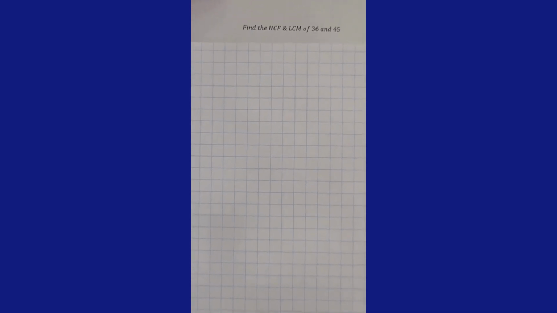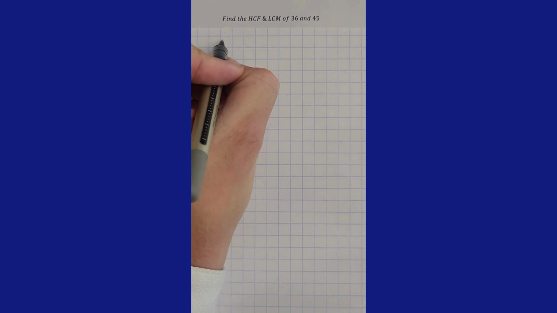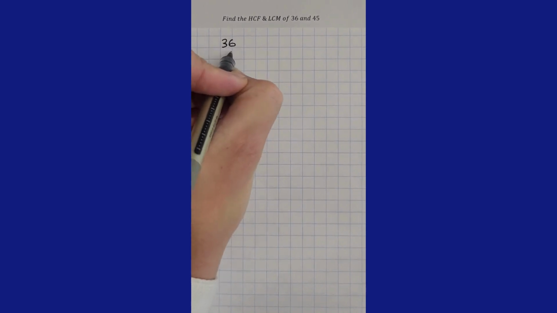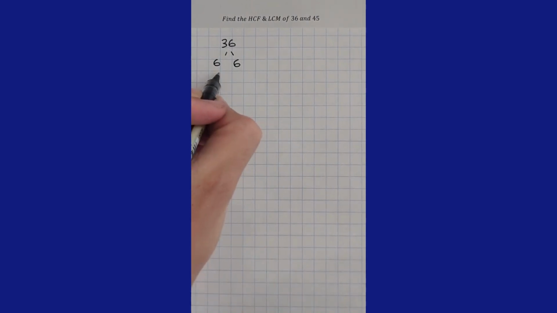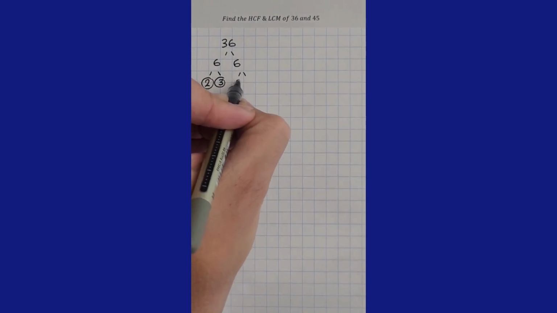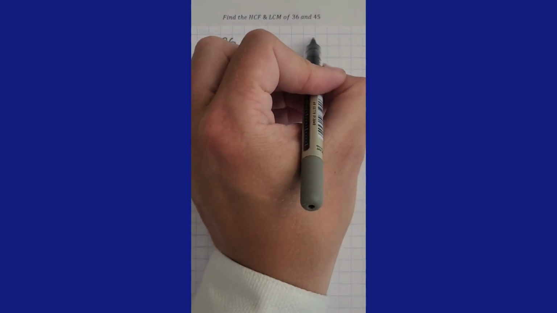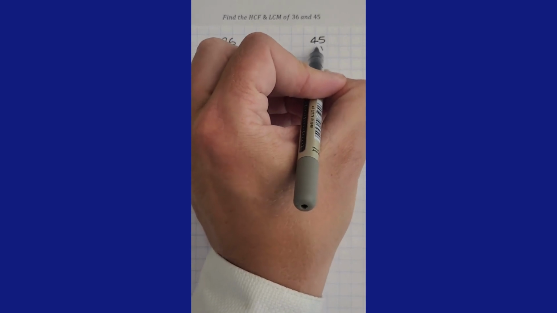What about slightly more tricky numbers in the sense that we've got a few more prime factors? Well, the process is exactly the same. 36 I would do by doing 6 multiplied by 6. I know they're not primes, but I can do 2 multiplied by 3, which are primes, and similarly for 6, 2 multiplied by 3.